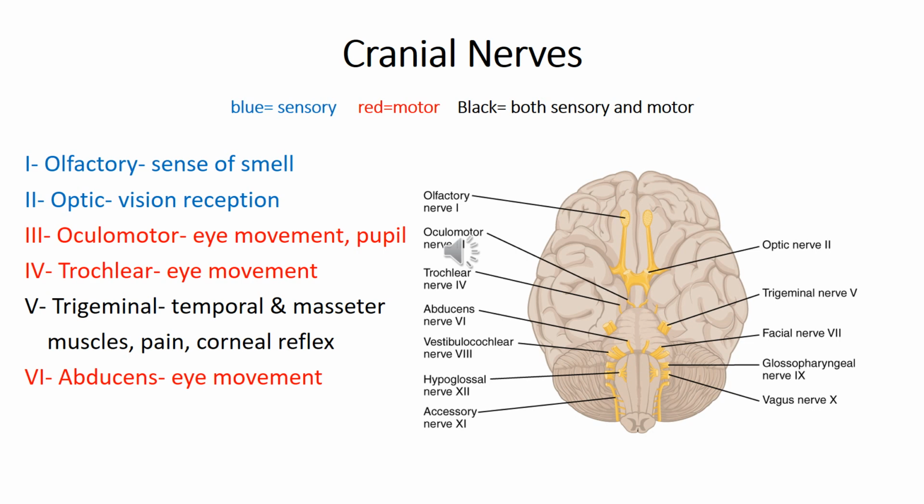Cranial nerve 3, oculomotor, involves eye movement. Cranial nerve 4 is the trochlear, which also involves eye movement. Cranial nerve 5 is the trigeminal nerve, which is responsible for sensation in the face and motor functions. Cranial nerve 6 is the abducens, which is also responsible for eye movement.